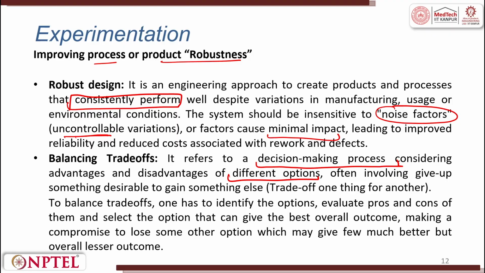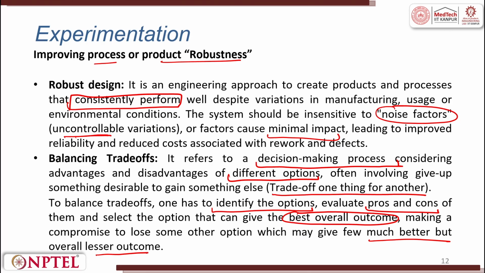Maybe in case of tool wear, surface roughness, the tool wear is going a little higher, but roughness is better. You say, okay, I will try to give away one thing for another, that is trade off one thing for another. To gain something, I will have to lose something. This is trade off, to balance trade off. To balance trade off, one has to identify the options, evaluate pros and cons of them, and select the option that can give the best overall outcome, making a compromise to lose some option than other, which may give a few things much better but overall lesser outcome.